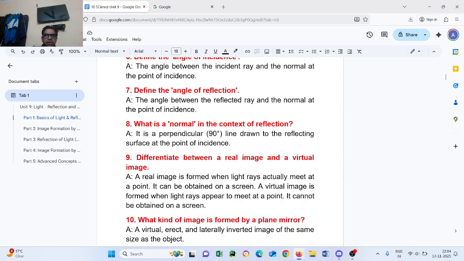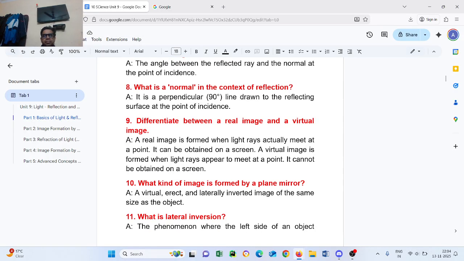Question number 10. What kind of image is formed by a plane mirror? A virtual, erect, and laterally inverted image of the same size as the object.